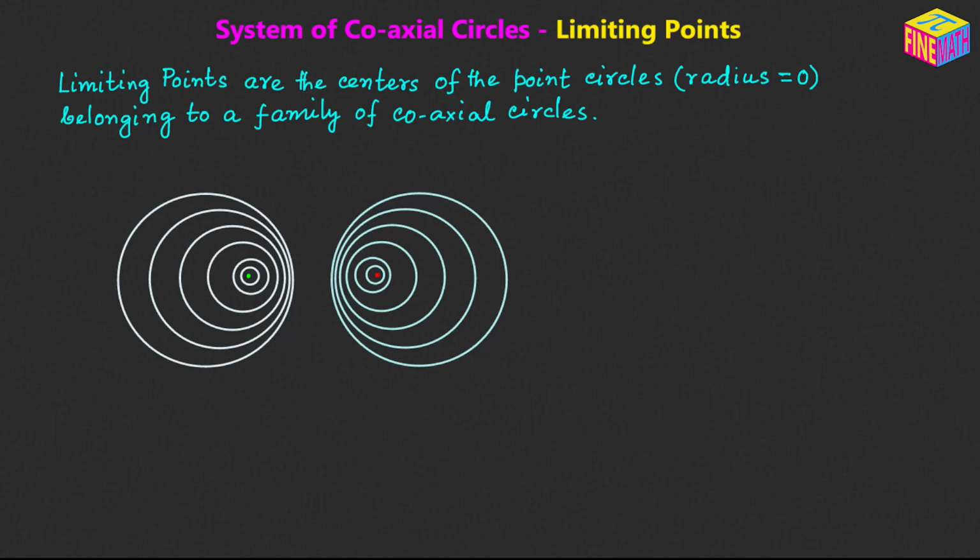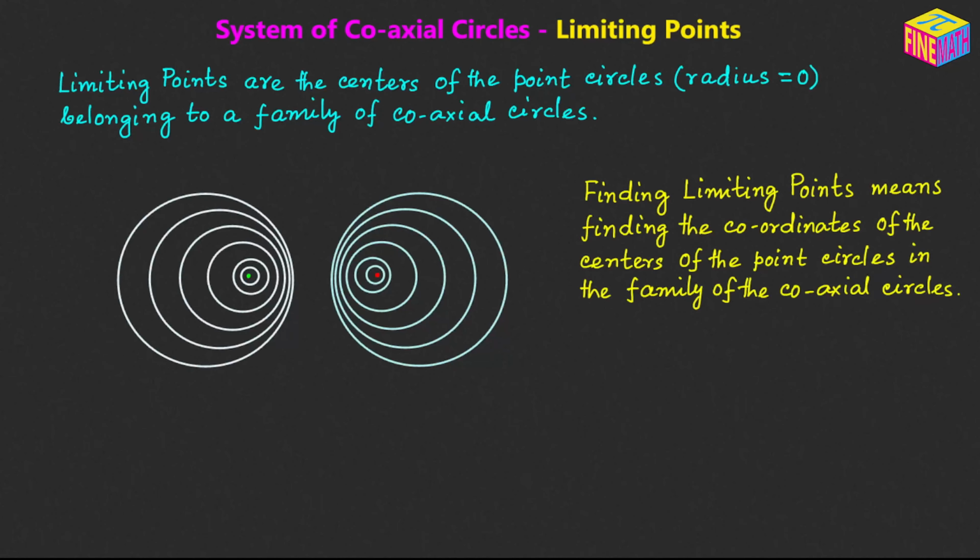The main property of limiting points would be that their radius would be 0, and of course they belong to a family of coaxial circles. Now if we have to find the limiting points of a system of coaxial circles, then that would mean that we have to find the coordinates of the centers of the point circles belonging to this family of coaxial circles. Now we are going to take a few cases. Let's take a look at the first one.